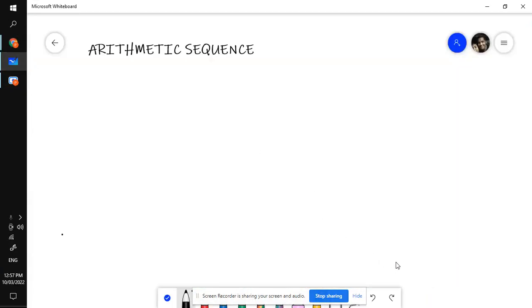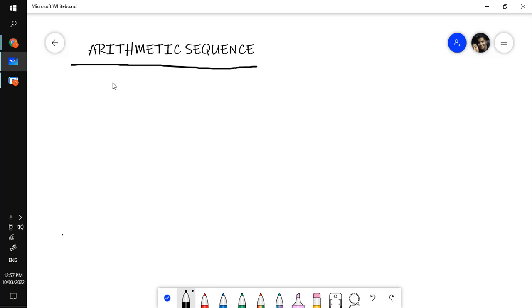Okay, so in this video, we will talk about the arithmetic sequence. An arithmetic sequence is given by the form a sub n is equal to a sub 1 plus n minus 1 times d. A sub n here denotes the nth term, a sub 1 denotes the first term, n here denotes the number of the term in the sequence, and d here denotes the common difference.